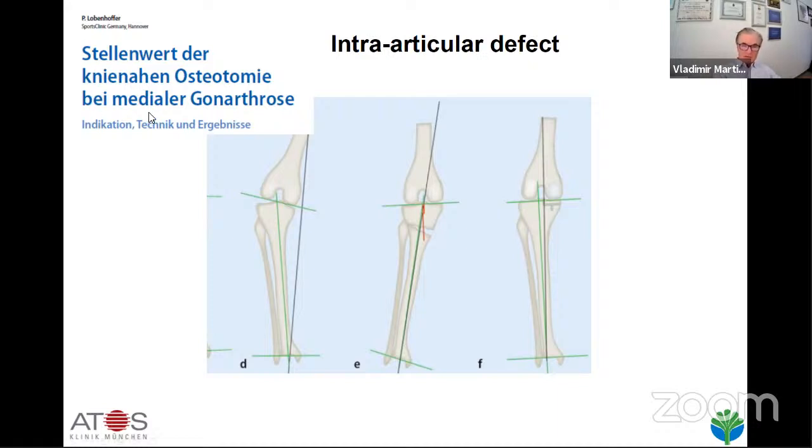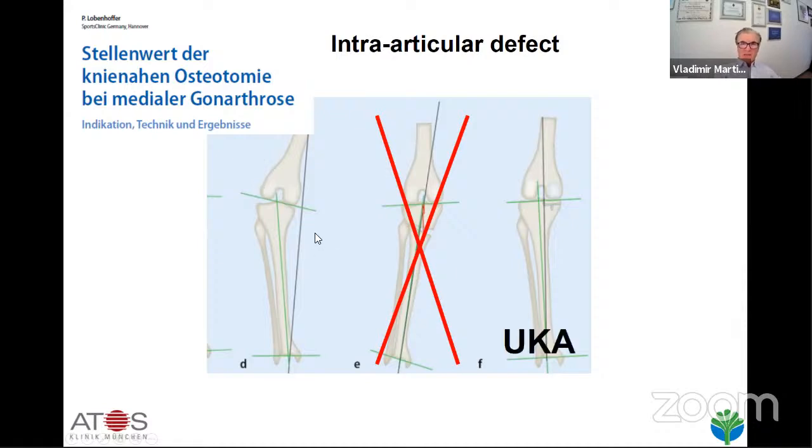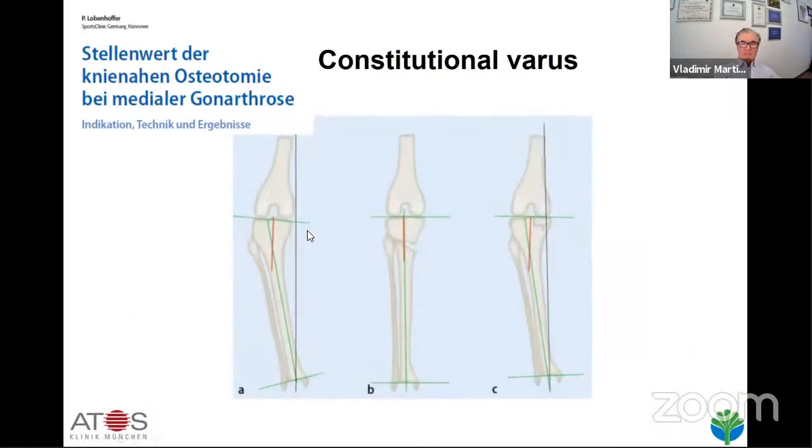And Philip Lobenhofer, one of our colleagues in Germany, who was performing many high tibial osteotomies and unicondylars, postulated this in one of his publications. If you have a patient who has got an intra-articular defect, the only solution for this will be unicondylar, because if you perform high tibial osteotomy, you will have oblique joint lines on the knee and of the ankle, and the results will be disastrous. So in patients with deformity with intra-articular defect, only unicondylar replacement is the solution.